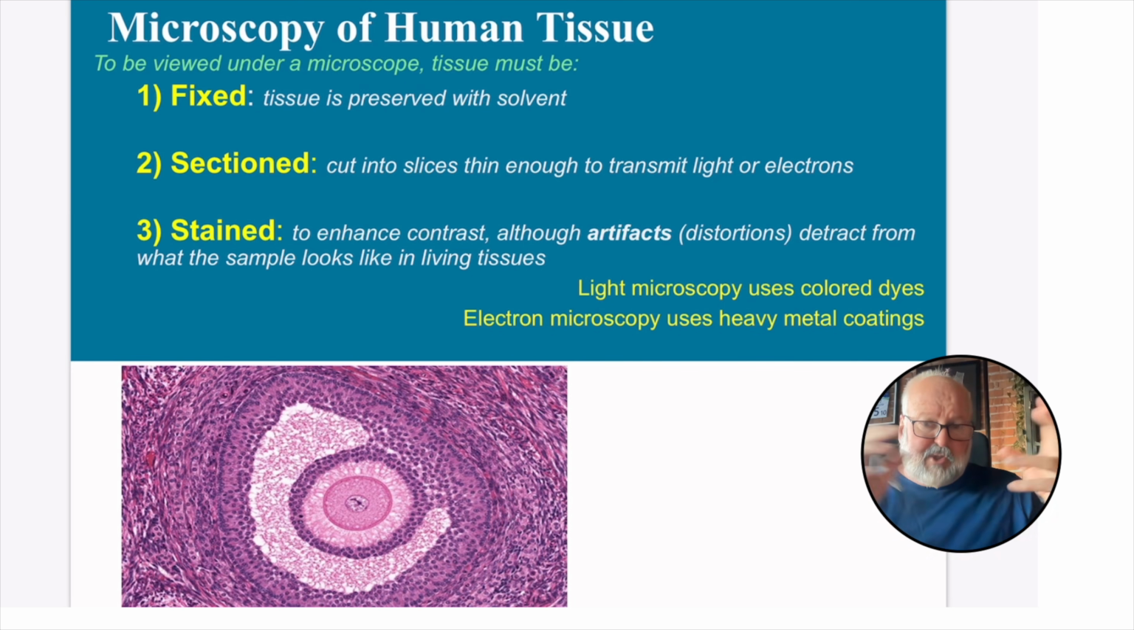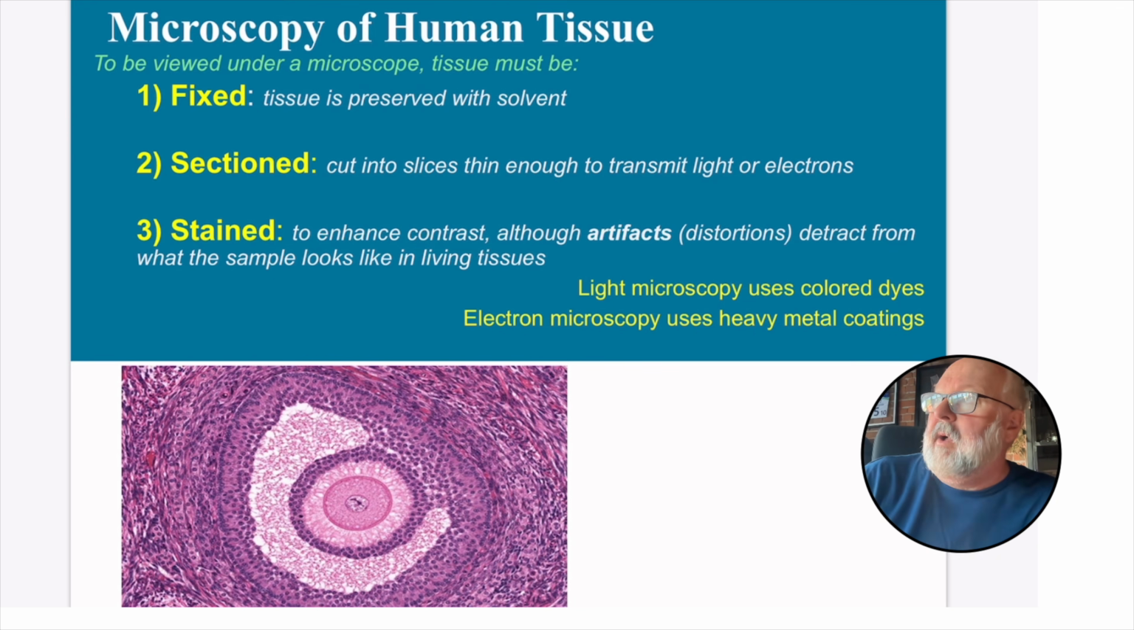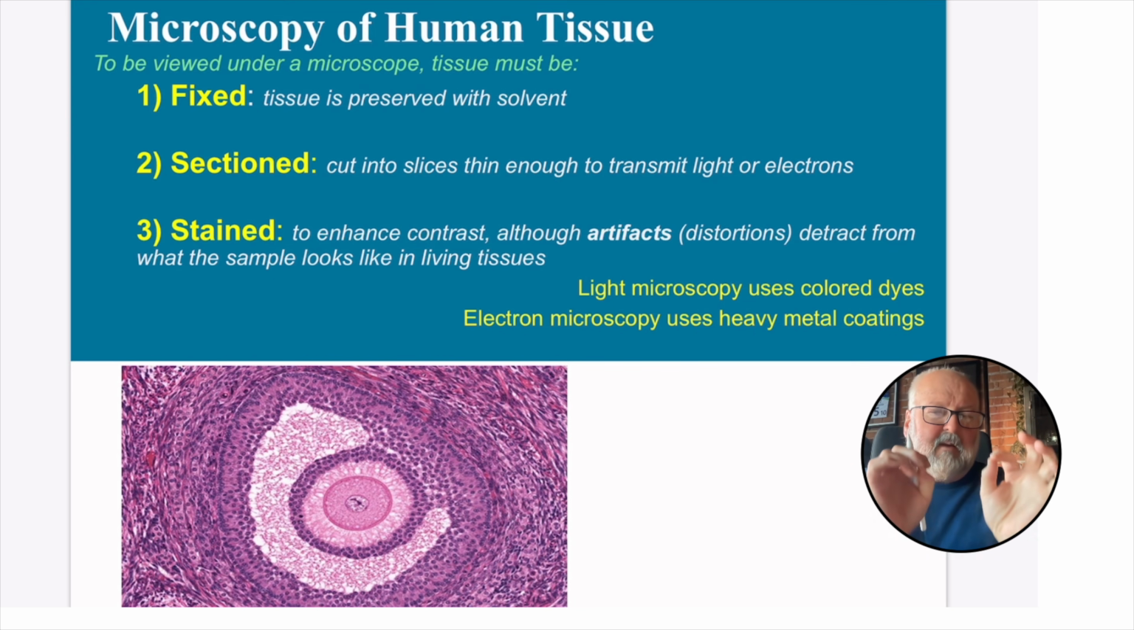Now that we have a chunk of tissue, the next thing we have to do is slice it thin. So we use a microtome. That's a fancy name for the knife we use to cut it, and we cut it super thin. It's got to be thin enough that light can pass through it. Then, after all this, you have to stain it.